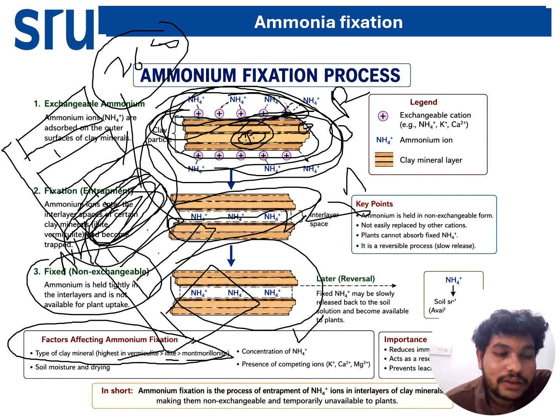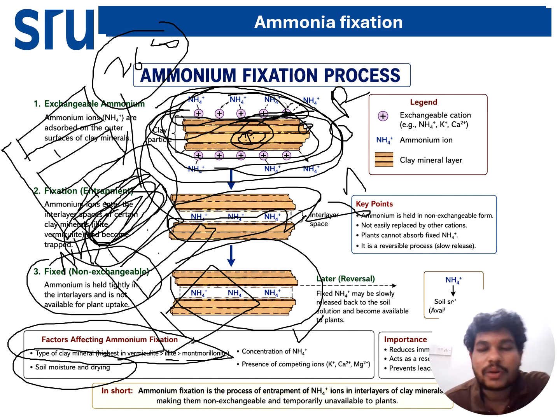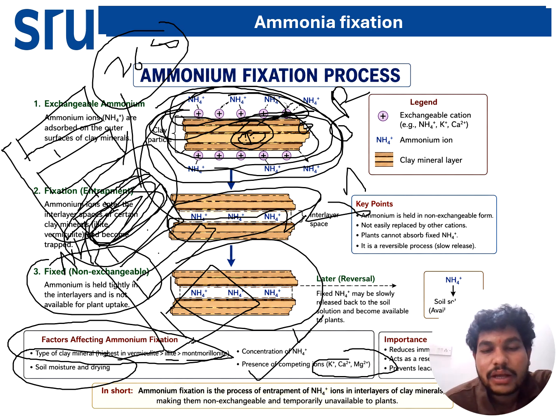Okay, and mostly it will occur also because of alternate drying and wetting conditions. So because of which competitive ions will fixation not occur? It will not occur when the concentration of calcium and magnesium is more. At that time the fixation will not occur, right? So this is the ammonia fixation.